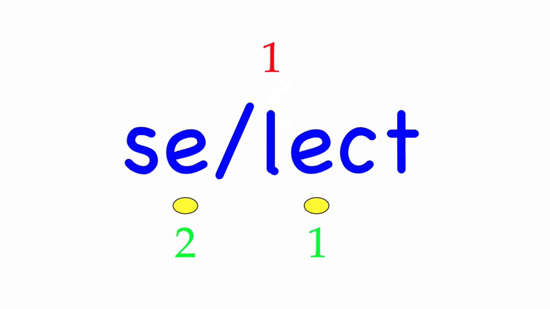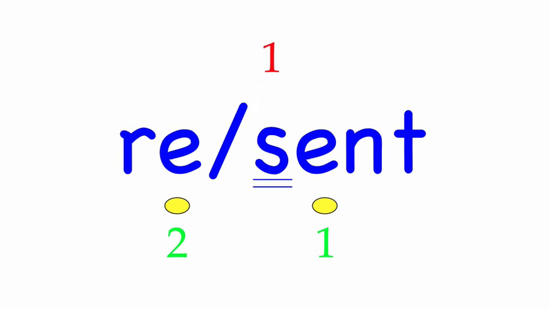Row 6. Resent. Try not to resent the winner. Resent. First syllable re, two sounds. R, E. Zent, four sounds. Z, E, N, T. Resent. Mark the word.